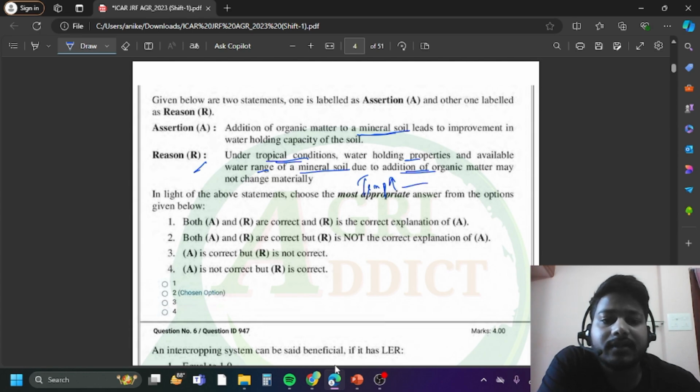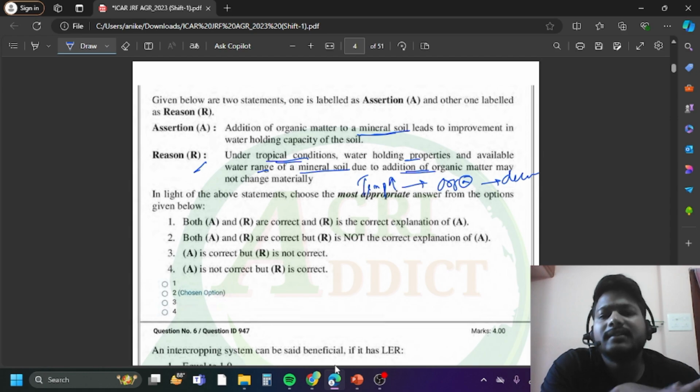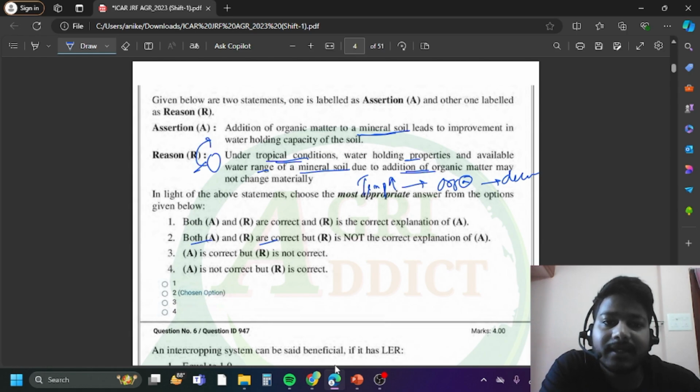Due to the high temperature, the organic matter whatever we add will decompose very fast. So in mineral soil under the tropical condition, it will not change that much materially. So the answer is both A and R are correct, but R is not explaining the A here, because here it is telling about improvement in the water holding capacity, but here we are not telling that. That's why R does not follow the A. So the answer is both A and R are correct, but R is not the correct explanation of A.